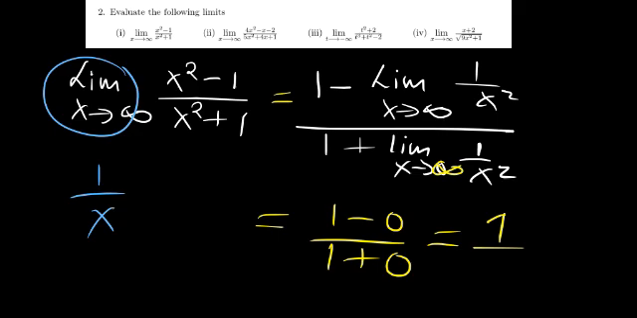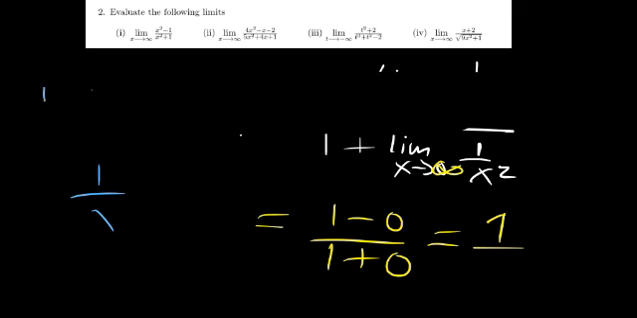So let's see what we can do for the other three. Feel free to pause the video and apply the same concept to the next question. So here we have the limit as x approaches infinity, and then we have 4x squared minus x minus 2 over 5x squared plus 4x plus 1.